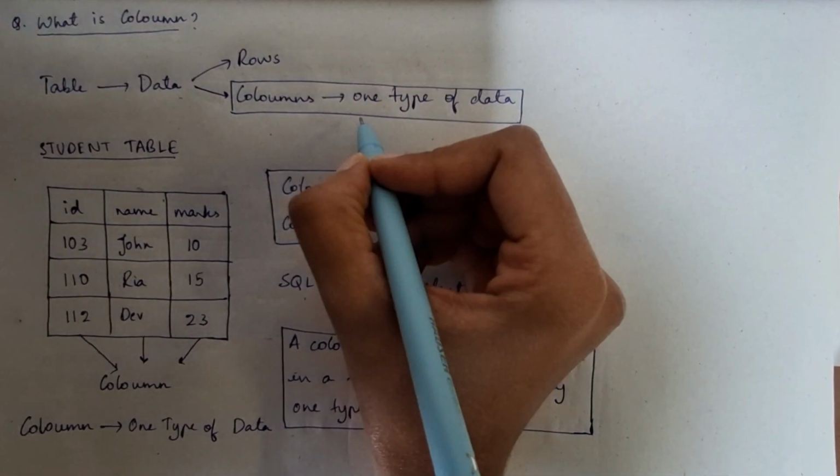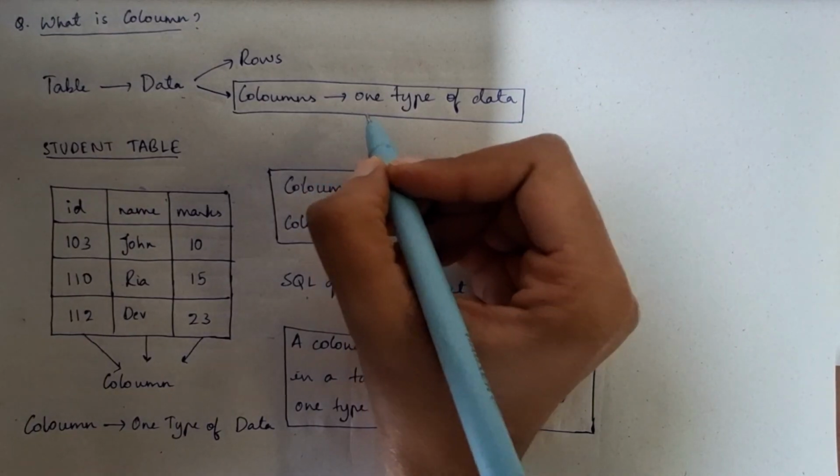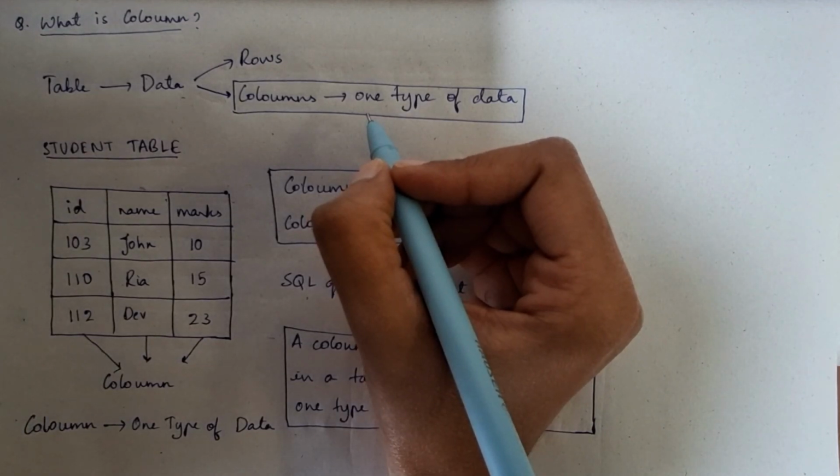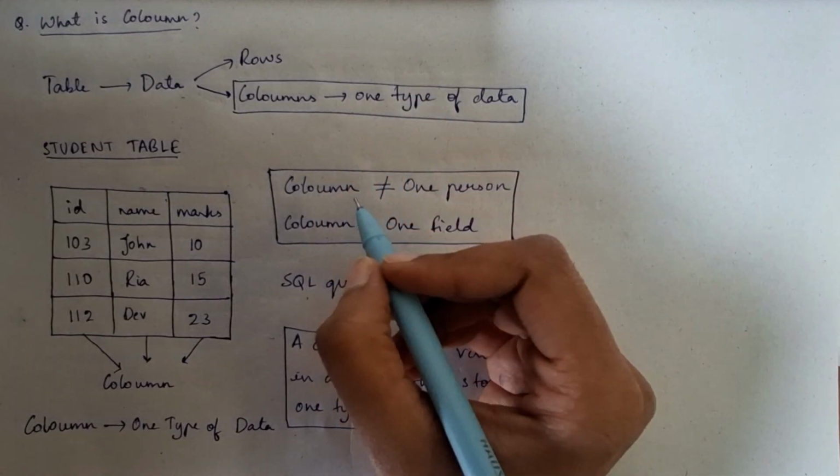So in this video, we understood the core building blocks of SQL. We learned what is a database, what is a table, what is a row, and what is a column. If these concepts are clear, SQL becomes very easy. Every SQL query works only on these basics.